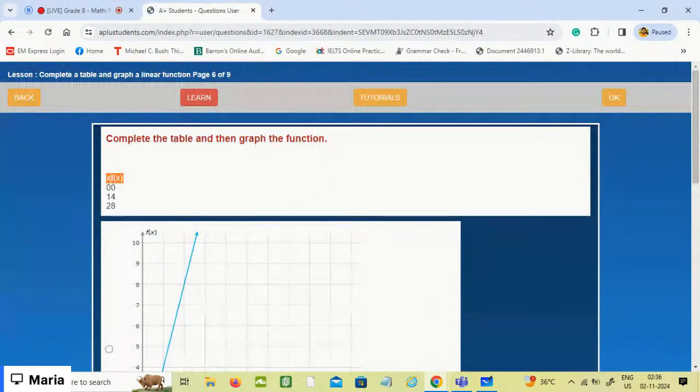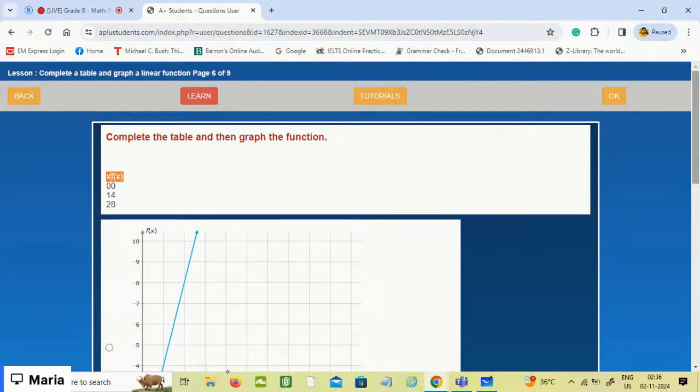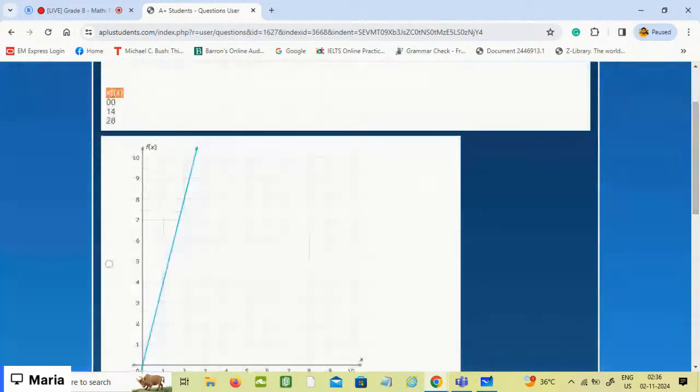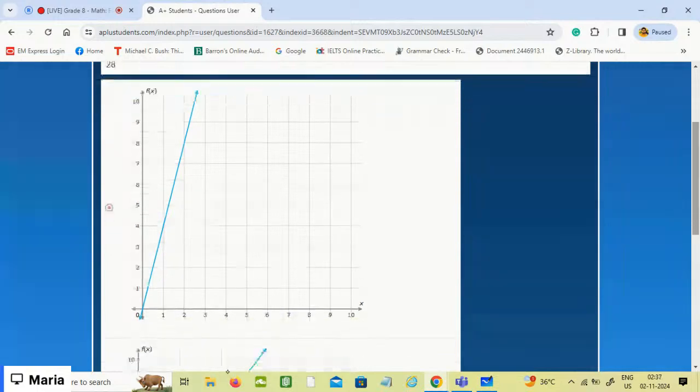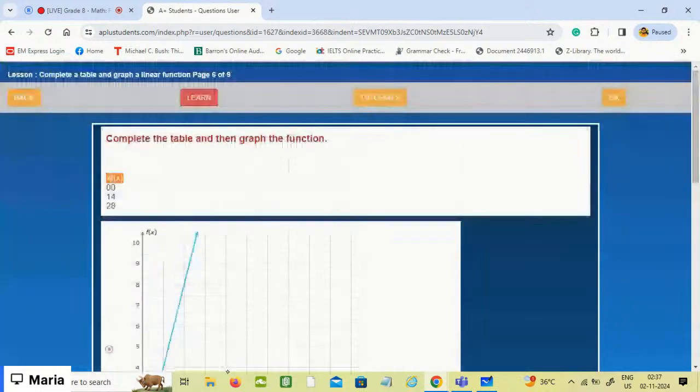Complete the table and then graph the function. 0, 0, 1, 4, 2, 8. Let's see which graph matches with the values. Option number 1 is the correct option, right? That is 0, 0, 1, 4, 2, 8. Option number 1 is the correct option.